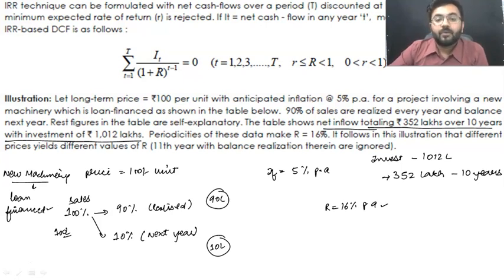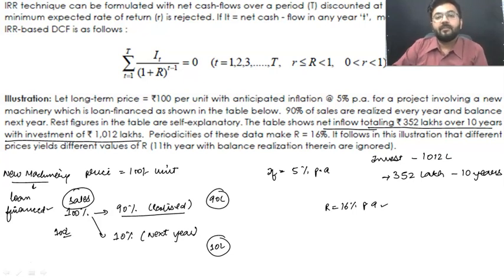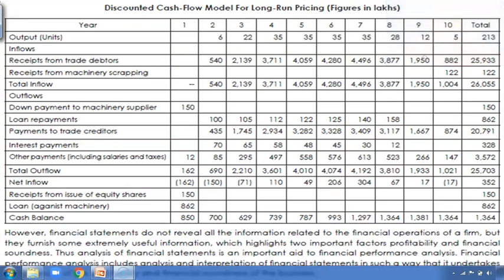Now, let us have a look at the illustration. Do remember, of the sales of 100%, 90% is realized in that year, and the 10% in the next year itself. Do remember, in this illustration, they told us that it is going to be there for 10 years.